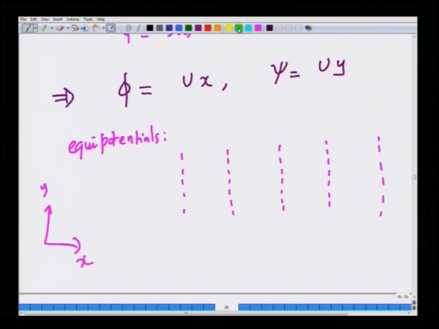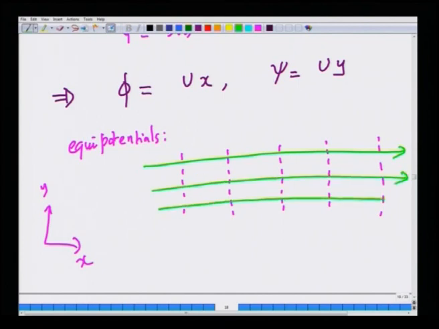Now, the streamlines will be obtained by putting different values of y. So, they will be horizontal lines. The green lines are streamlines, the pink lines are equipotentials.